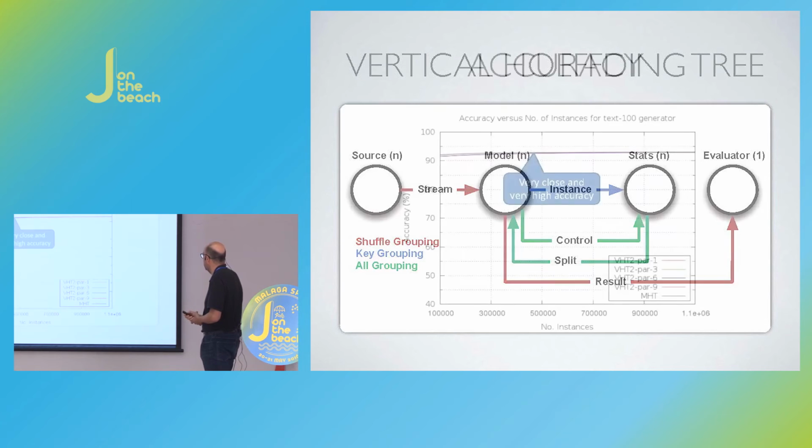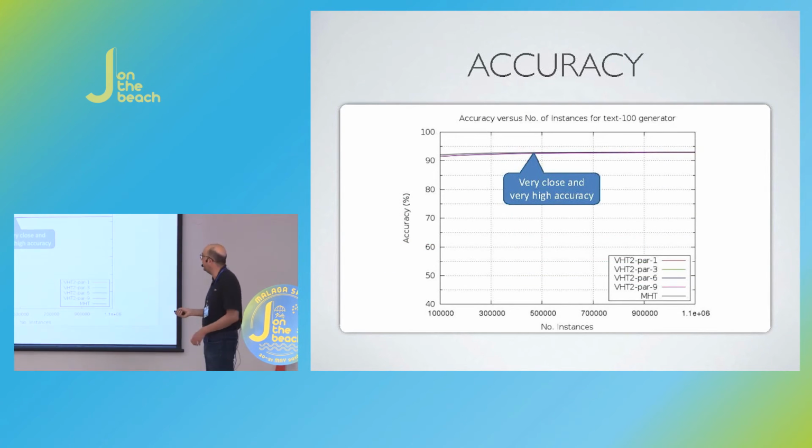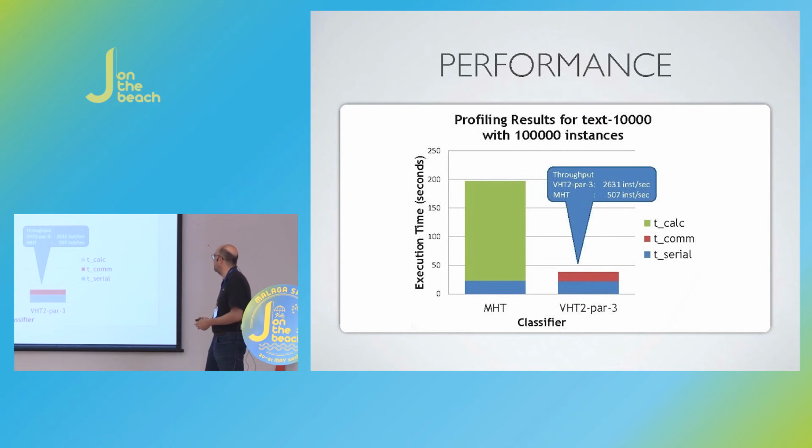Okay, if we look at accuracy, what we see is that we get the same accuracy as the standard Hoeffding tree in MOA. Here we are using an artificial generator of data following Twitter. And what we see is that the accuracy is basically the same, but we have the advantage of speed. So we can process more instances per second. That's the main advantage of doing it distributed.